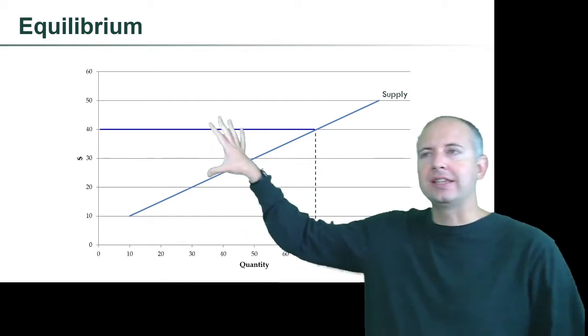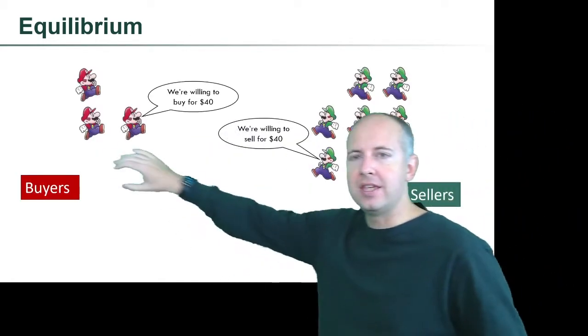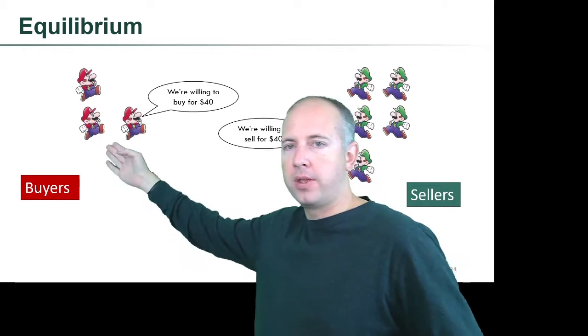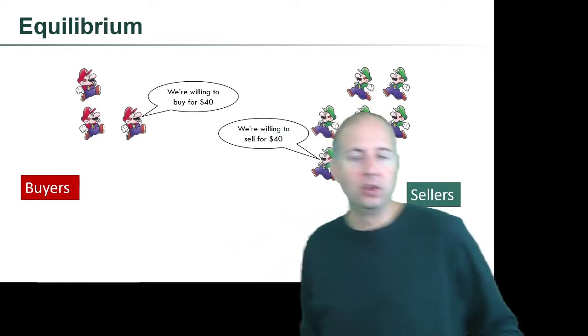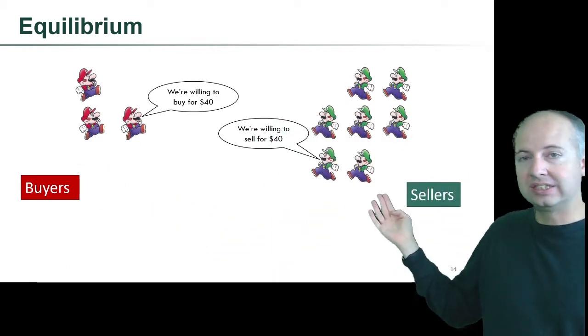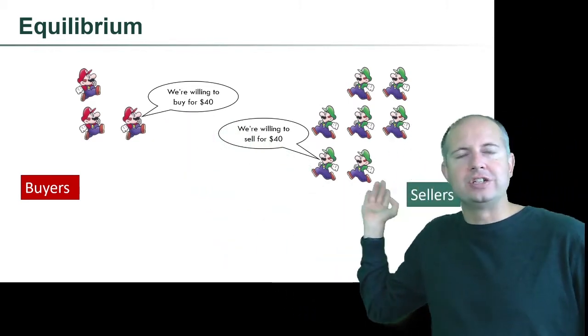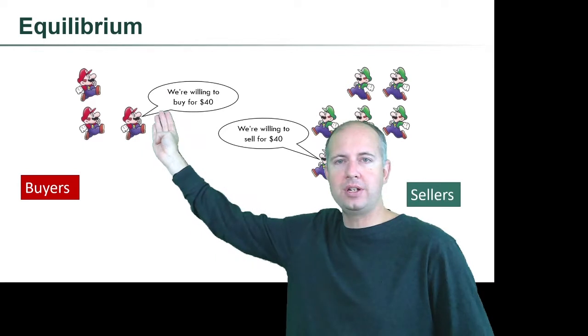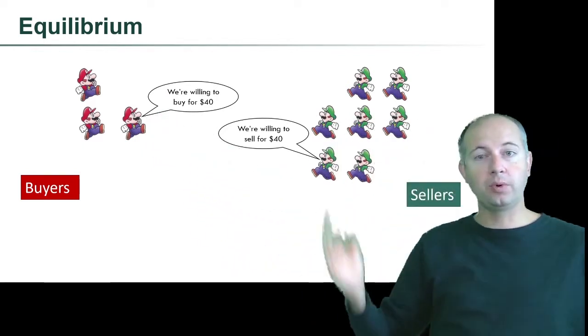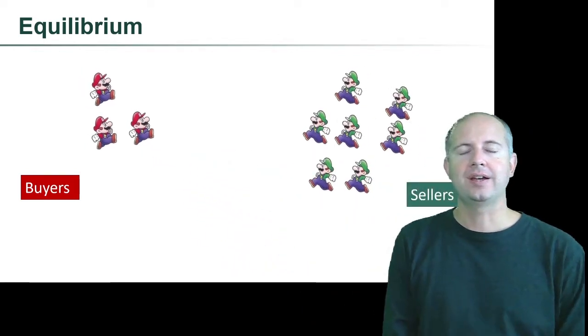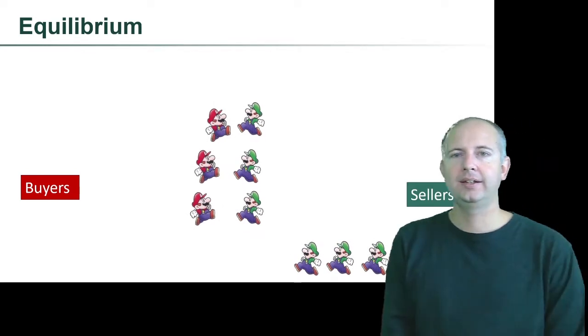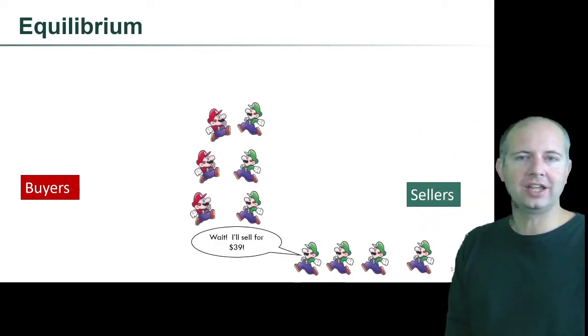So let's illustrate this. Here the Marios are buyers. Each Mario represents 10 buyers. The Luigis are sellers. Each Luigi is 10 sellers. So we have 3 Marios, 10 Luigis. All these Marios say, hey, we're willing to buy for 40. The Luigis say, we're willing to sell for 40. So they come together, and there's 4 Luigis left out.